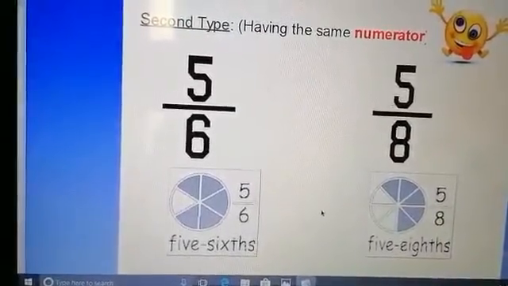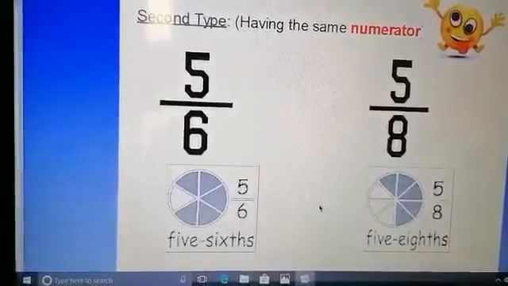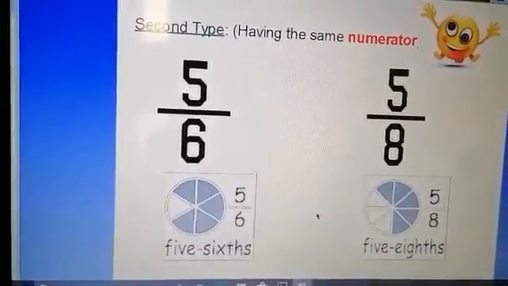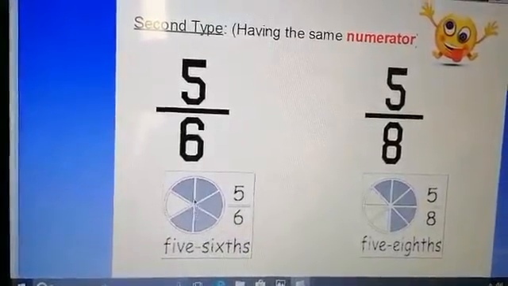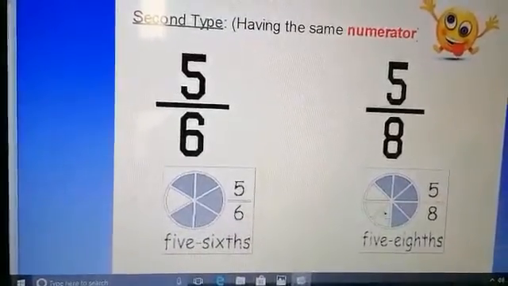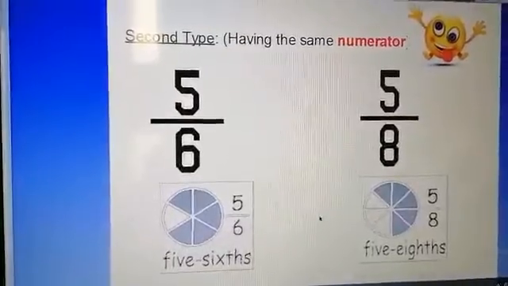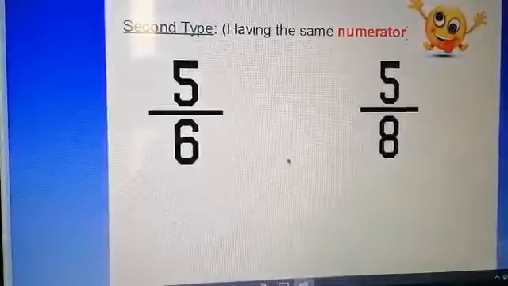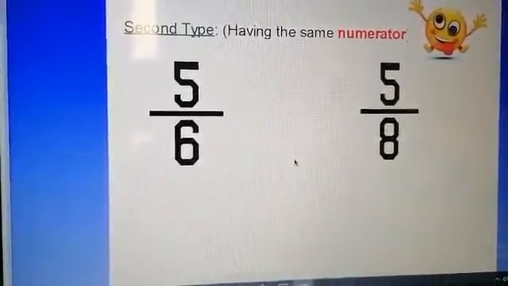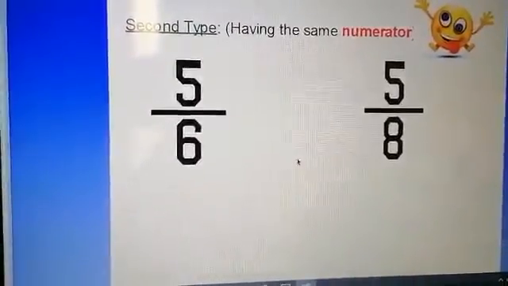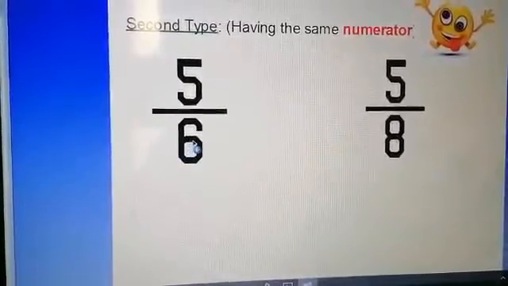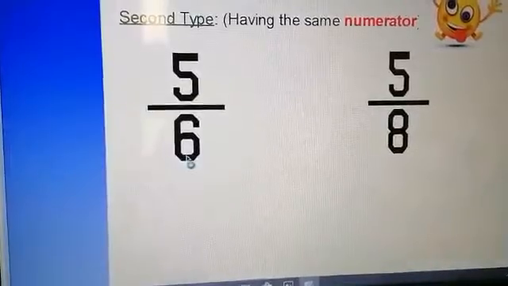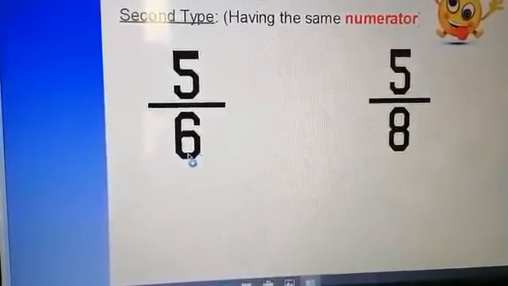So now please look carefully at the two pictures. Can you tell me which colored part is bigger than the other? Yes, the colored part in the first figure is bigger than the colored part in the second figure. But if we don't have the pictures, how can we compare the two fractions? Okay, look, the fraction which has the smaller denominator will be the bigger fraction. Again, if you have a small denominator, this fraction will be big.